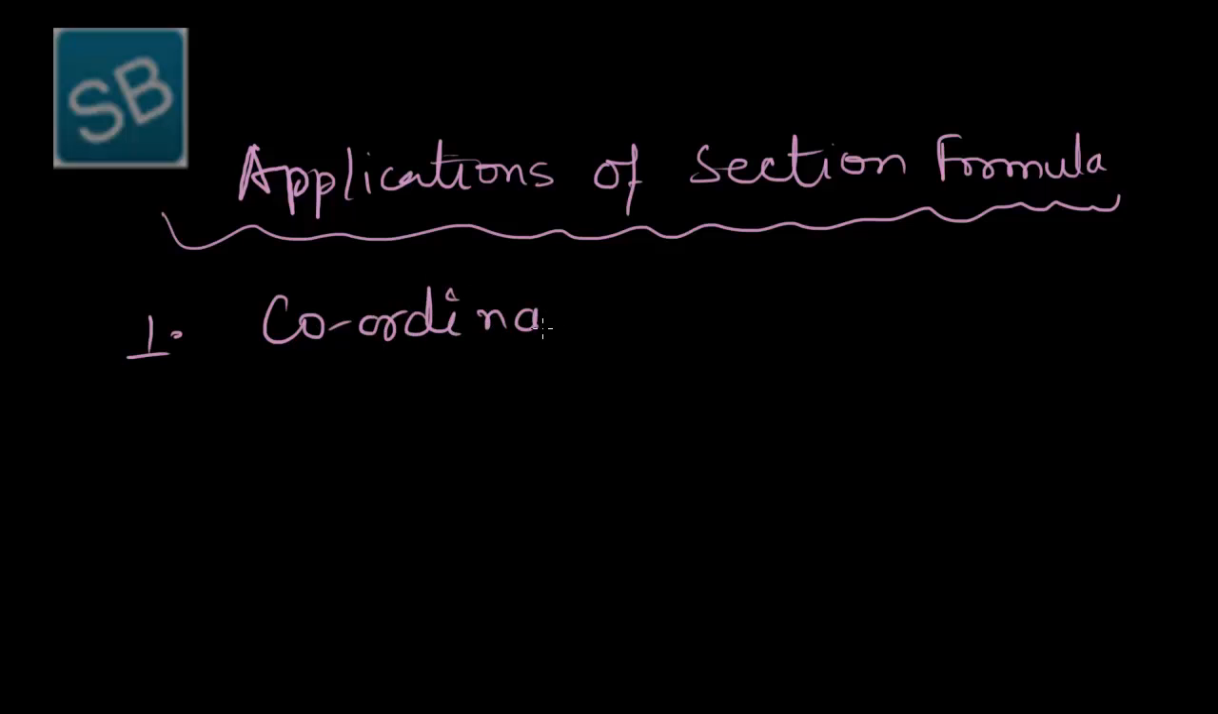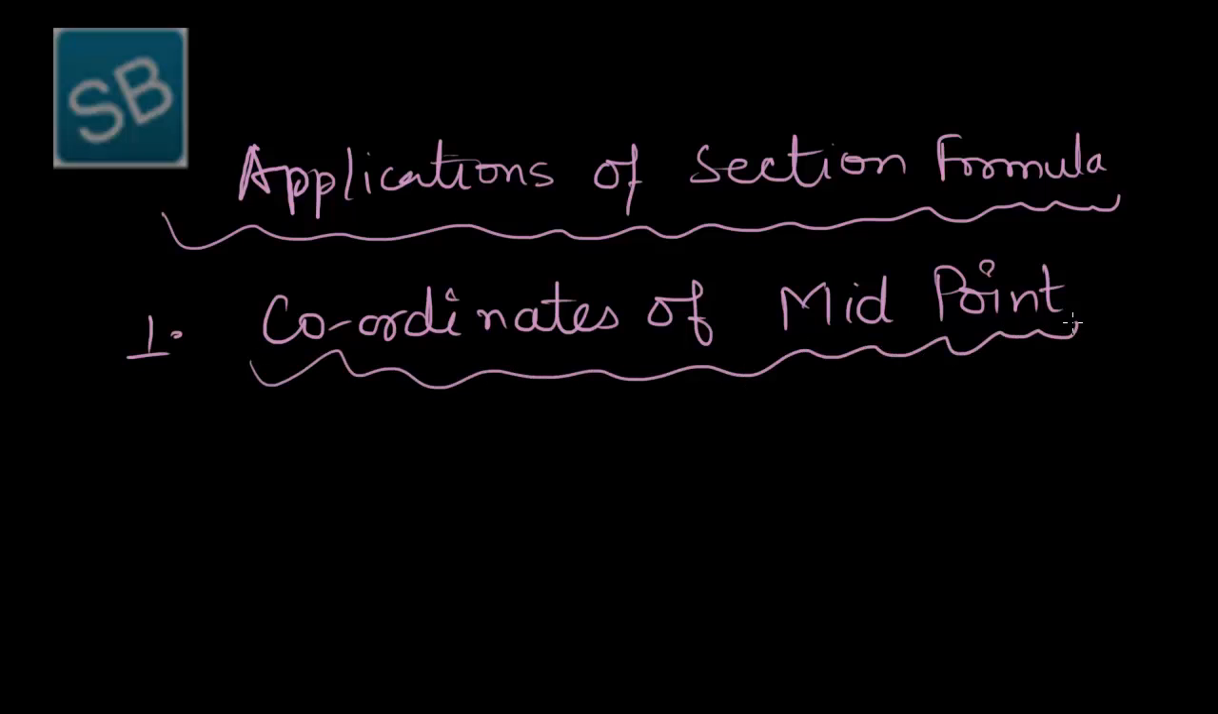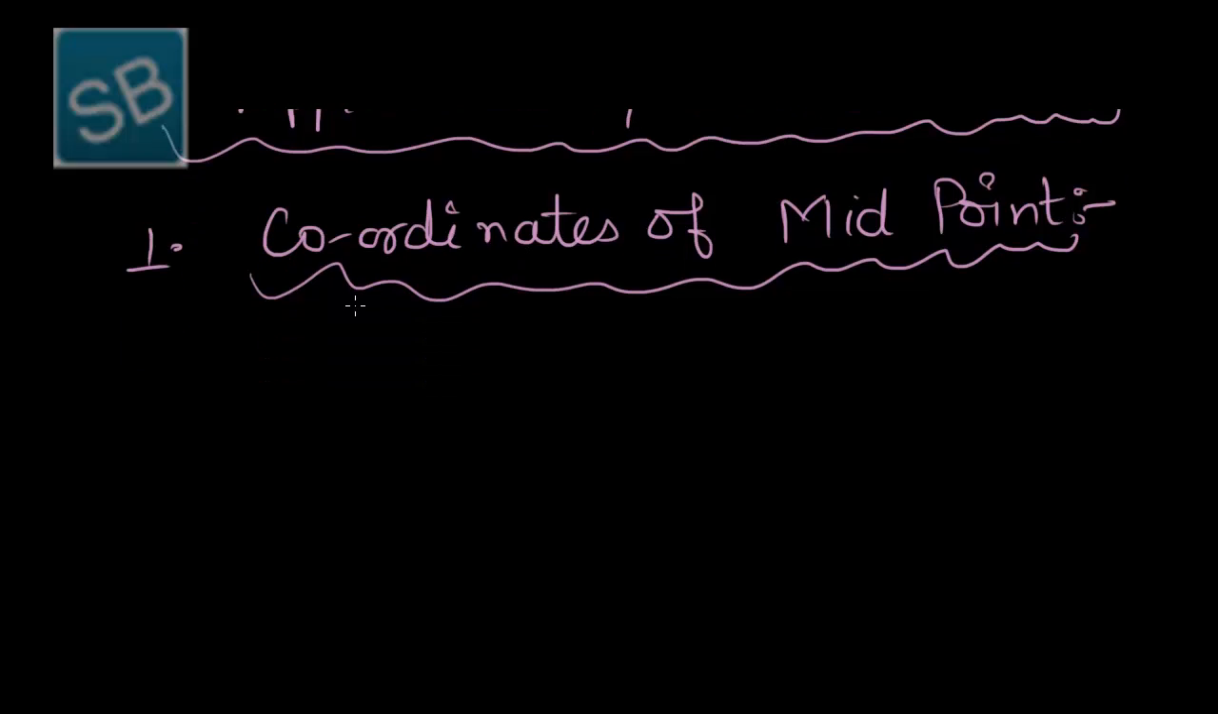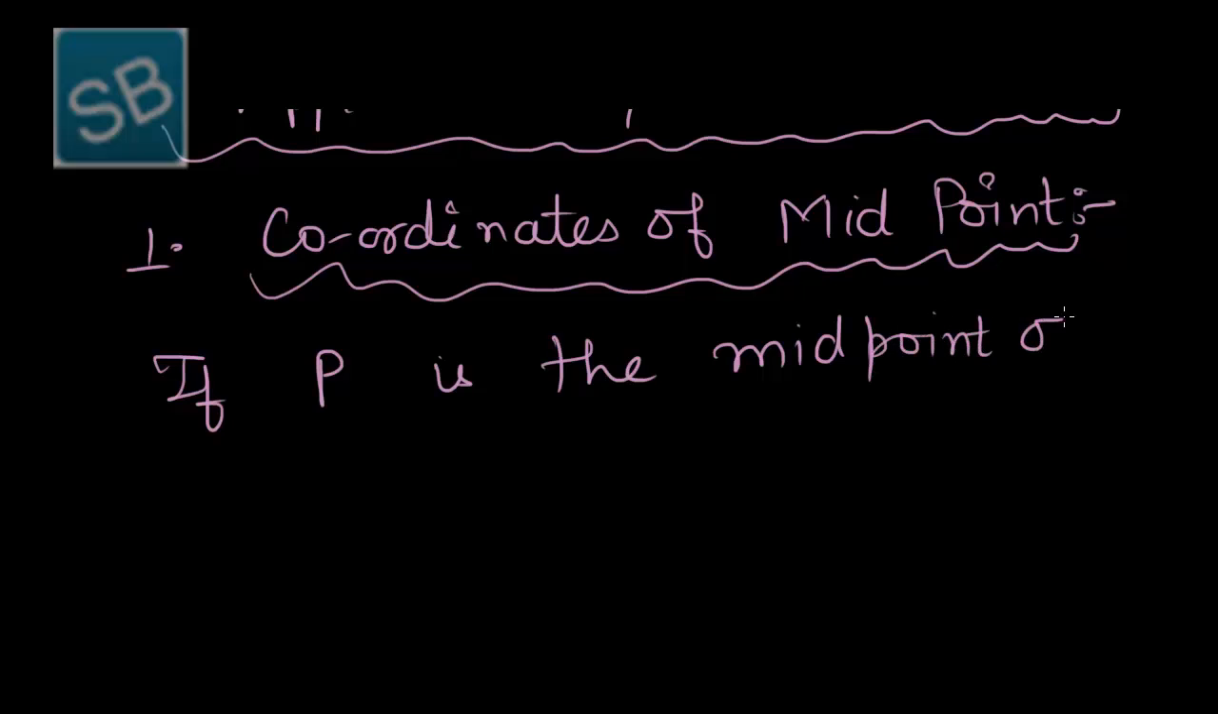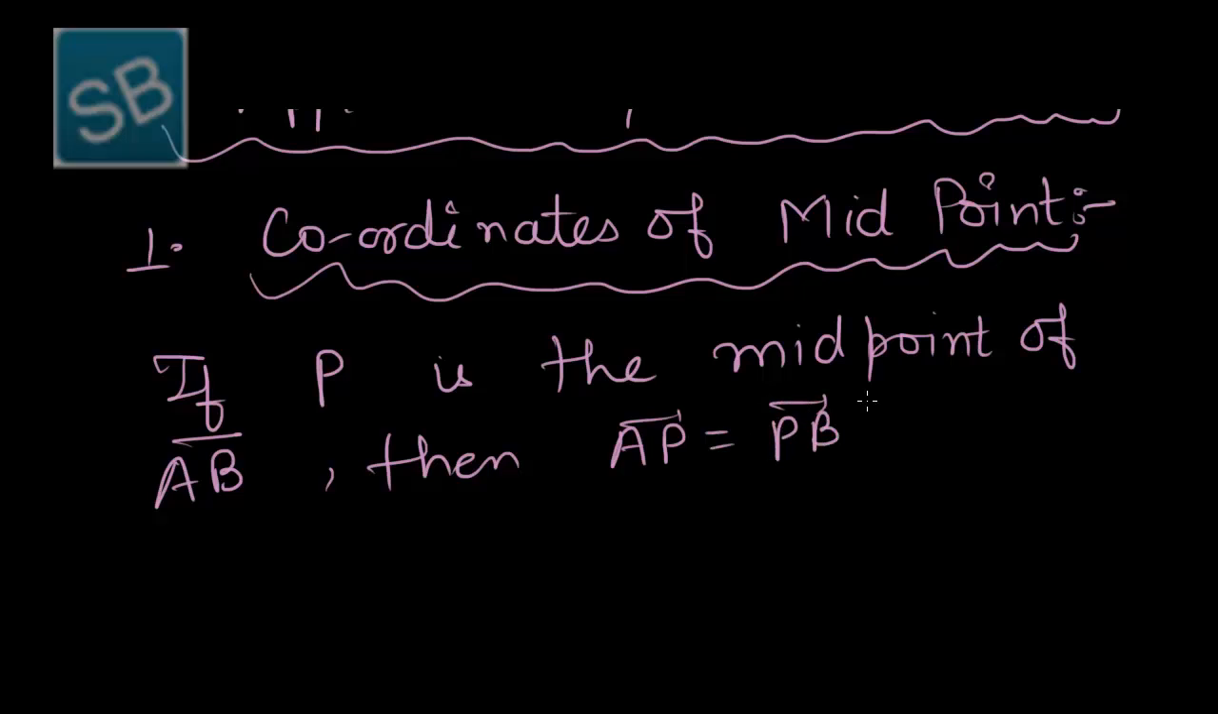Coordinates of midpoint. How can we very easily find, by using the section formula, the midpoint of a line segment? If P is the midpoint of line segment AB, then AP is equal to PB.